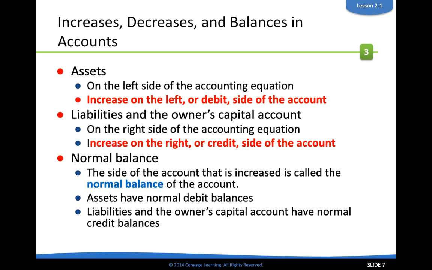This will make a little more sense once I can visualize it for you on the next slide. One last term to notice here, which we'll be working with when you do the work on your own or the end of lesson review, is called normal balance. The normal balance is the side of the account that is increased. So the normal balance of a cash account is going to be the left side, because the left side is the debit side, and that is the side that increases. Vice versa on the liabilities and owner's equity.